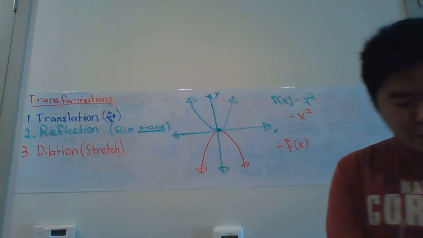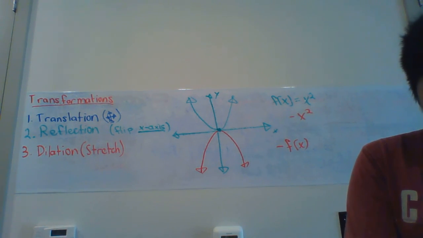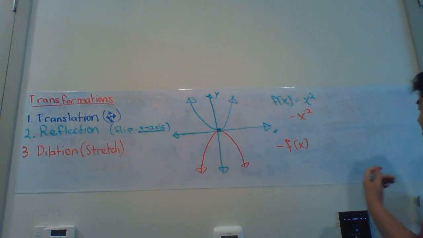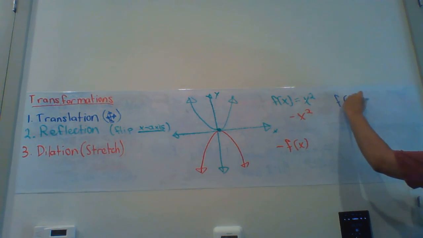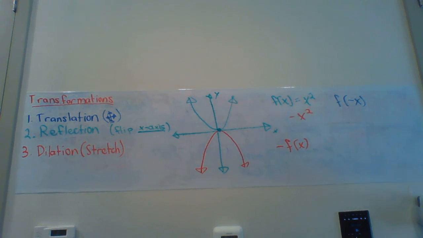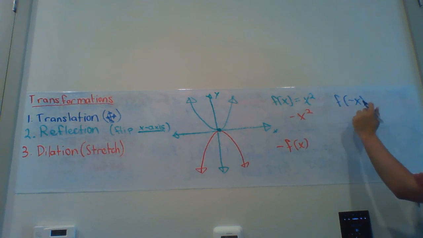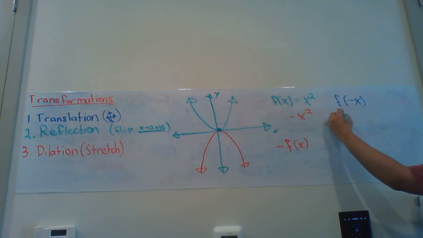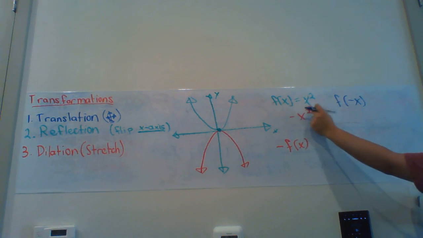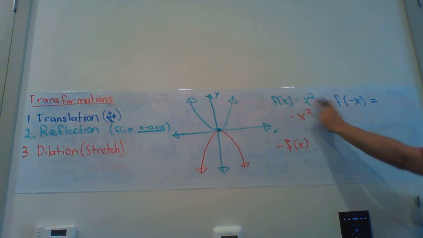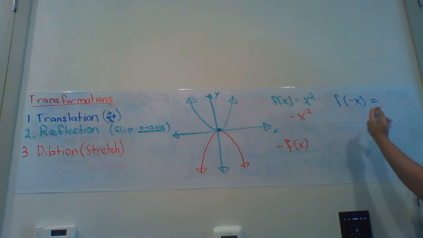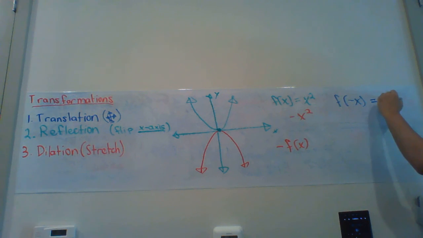But here might be a question. Well, Mr. Chung, what if it was on the inside of the parentheses? So what if I had something like f of negative x? Ooh, that's a good question. Well, what we can do is, let's see, we have this f of x equals x squared, right? Well, that means whenever I see an x, I'm going to put in negative x with that parentheses, right? So I've got the parentheses, negative x squared.